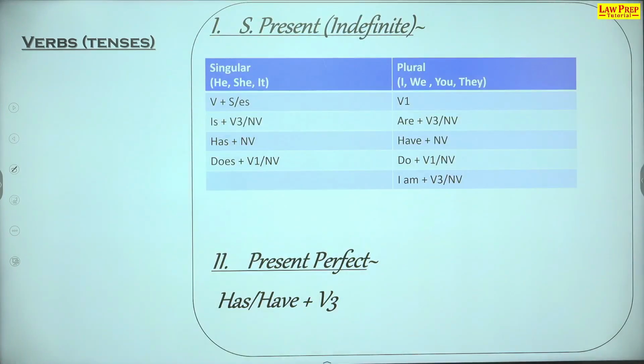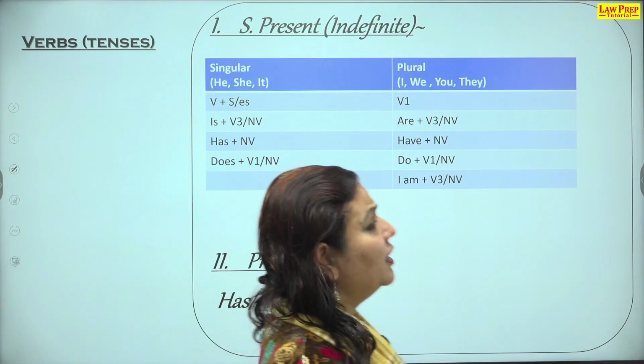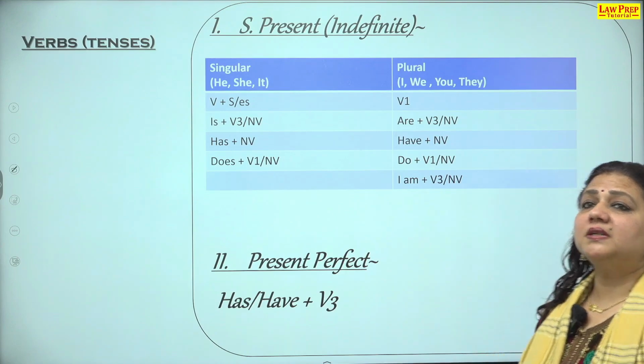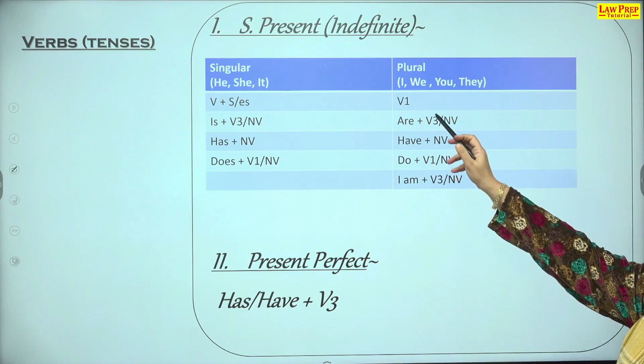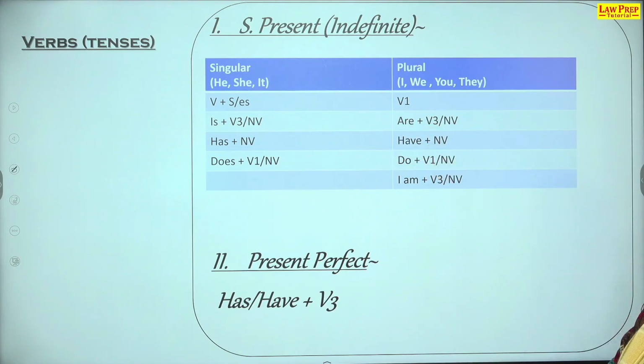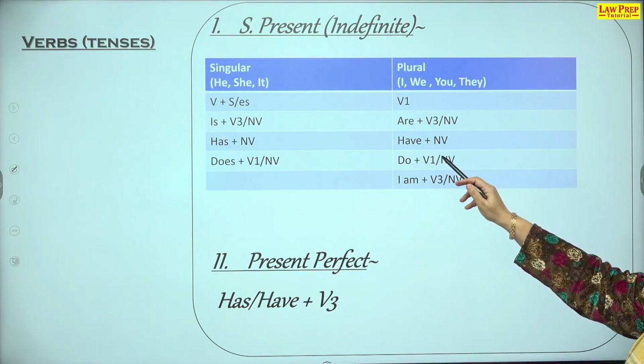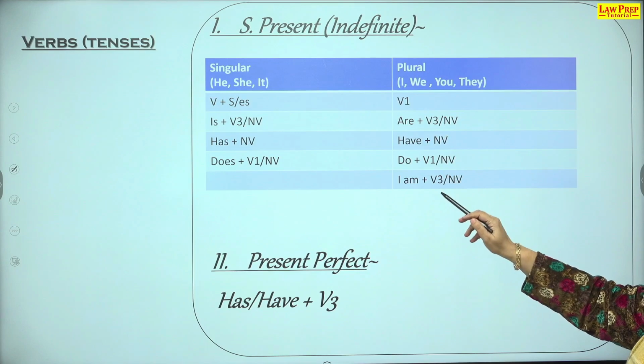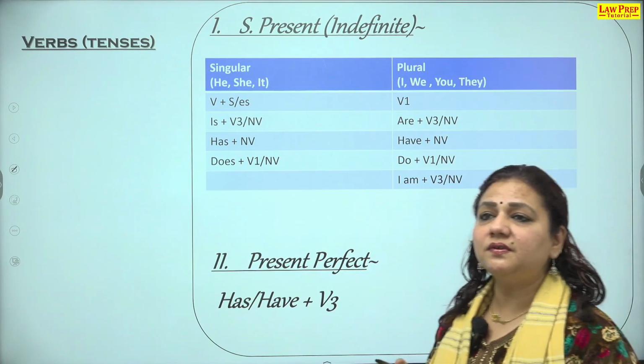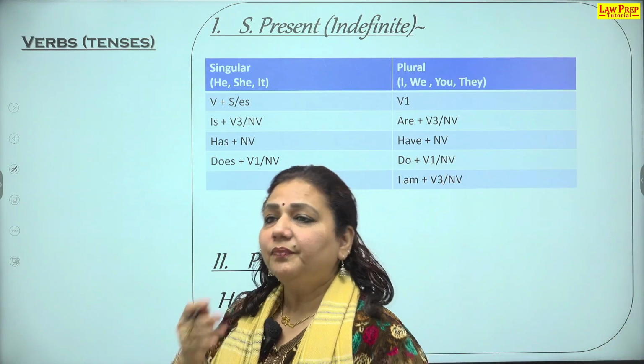We begin with the first tense, that is simple present tense. This is also called present indefinite tense. This tense is a very interesting and simple tense, and this tense has to be done in a proper scenario. Now, what is the scenario? We have in this tense verb first form, that is V1, or verb plus S or ES, right? Or we have is/are plus verb third form, have plus verb, do plus V1, am plus V3.